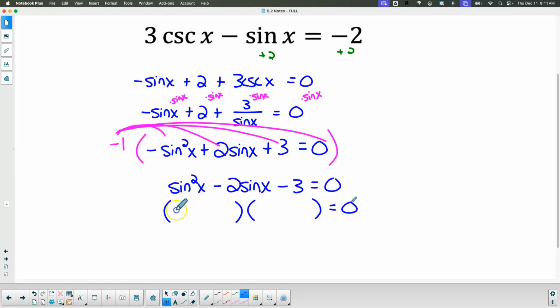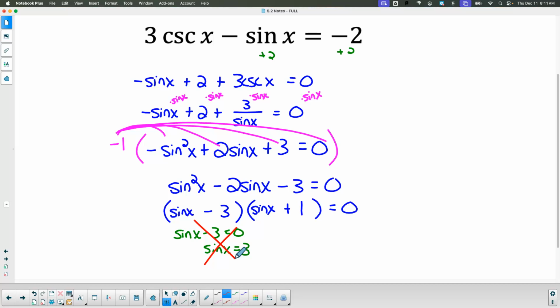Factor this out. We know we're going to have sine of x and sine of x. Two numbers that multiply together to be negative 3 and add to be negative 2 are negative 3 and positive 1. So then this becomes sine of x minus 3 equals 0. So that is where sine of x is equal to 3. Where in the first lap of the unit circle is sine equal to 3? Never. Nowhere. Nada. Zilch. Nothing. Okay? So that one's just gone.